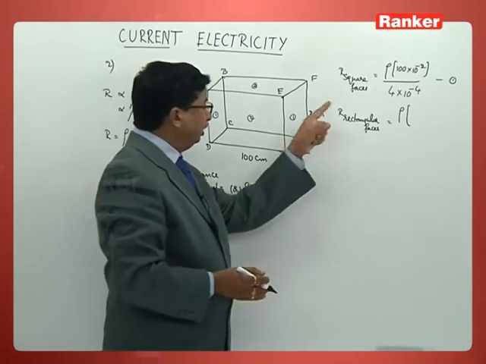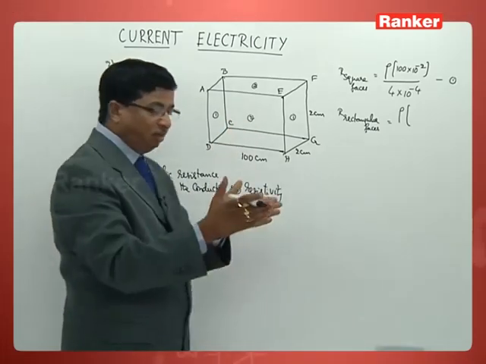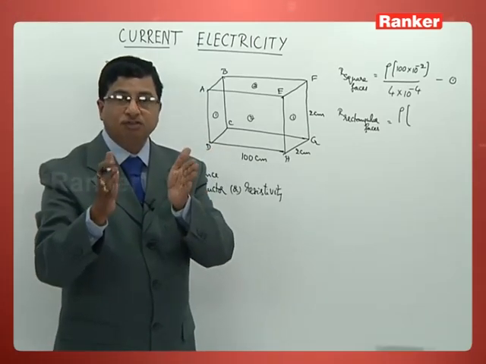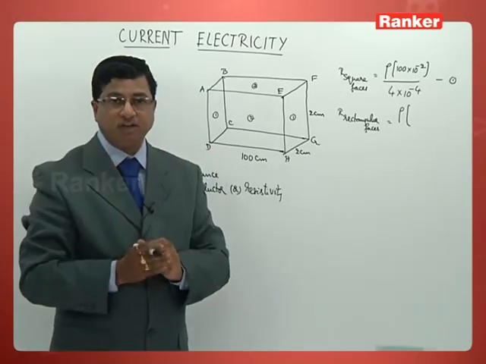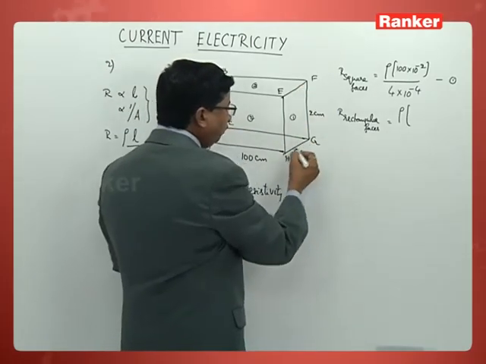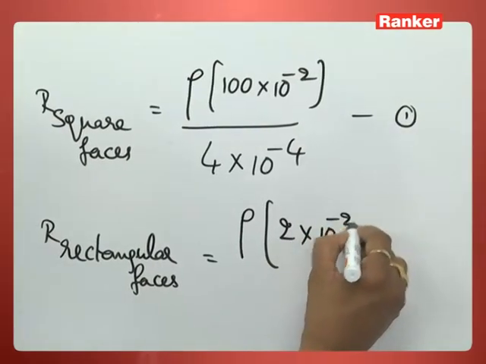What next? It is length again. Just now I have told you, length is the distance between those two faces across which the resistance is to be calculated. So between these two rectangular faces, what is the distance of separation? It is 2 into 10 power minus 2 meter.